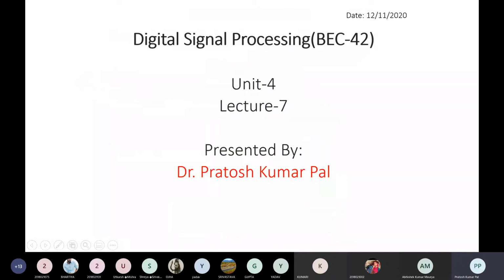Okay, so in the previous class, we have seen the realization of FIR filters or FIR systems by using lattice realization. Now in this class, we will see the lattice realization of IIR systems. So I will be proceeding with the lattice realization.